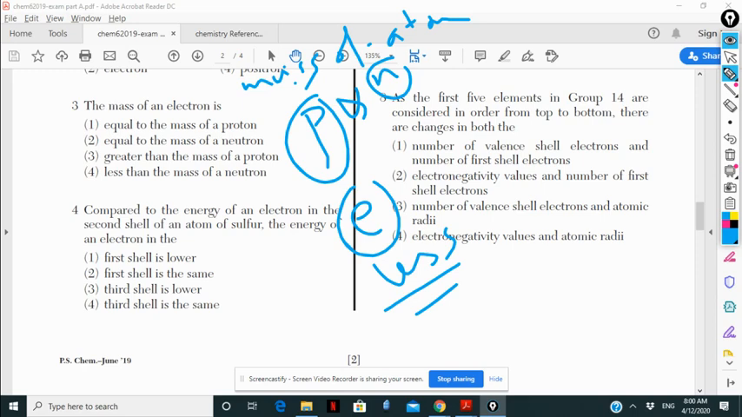He's saying that the mass of the electron is equal to the mass of the proton. This is incorrect, because if it were equal, it would be counted toward the mass of the atom. Equal to the mass of the neutron is incorrect for the same reason. Greater than, we would have to take into consideration when calculating the mass. But it's less than the mass of the neutron, that's correct.